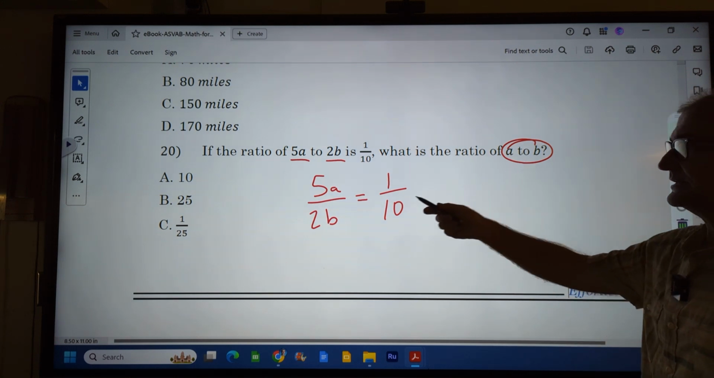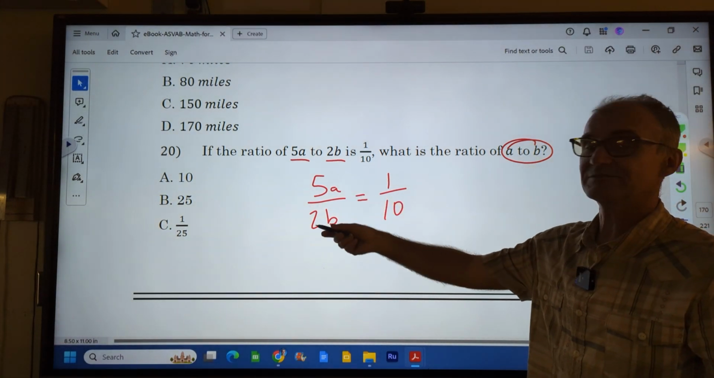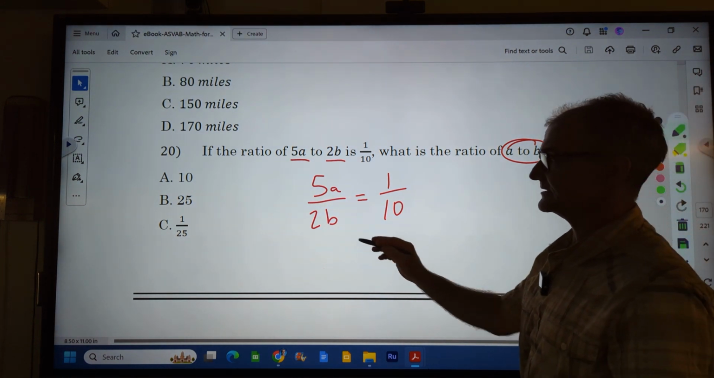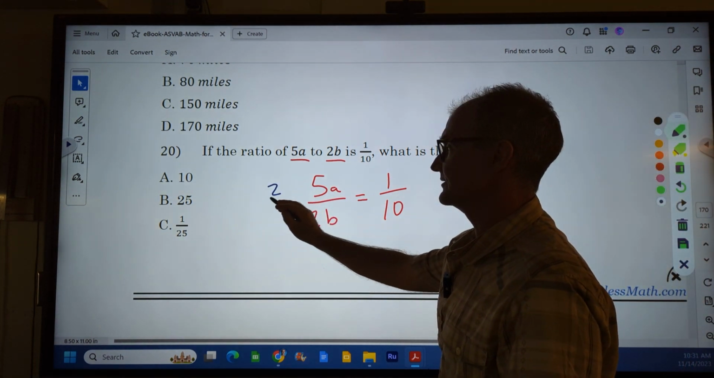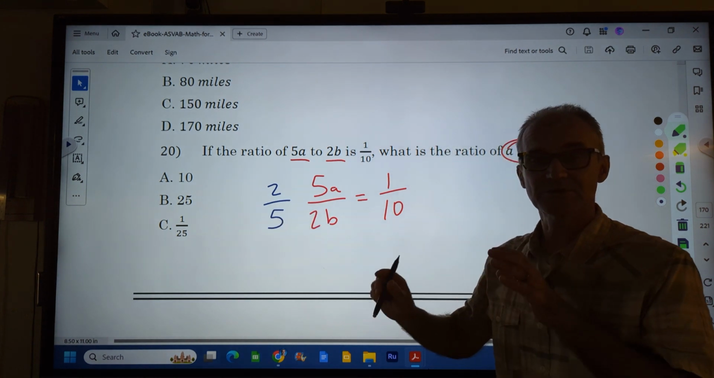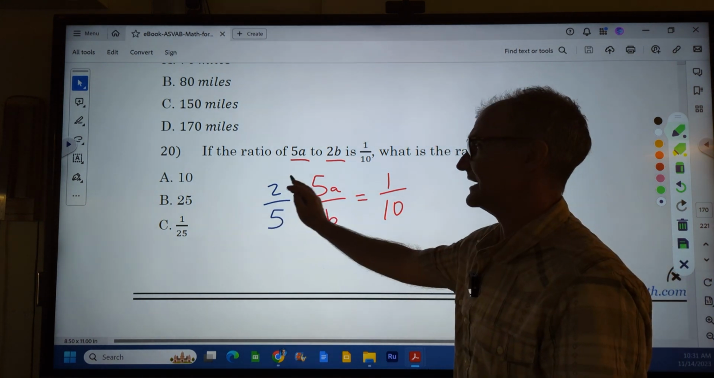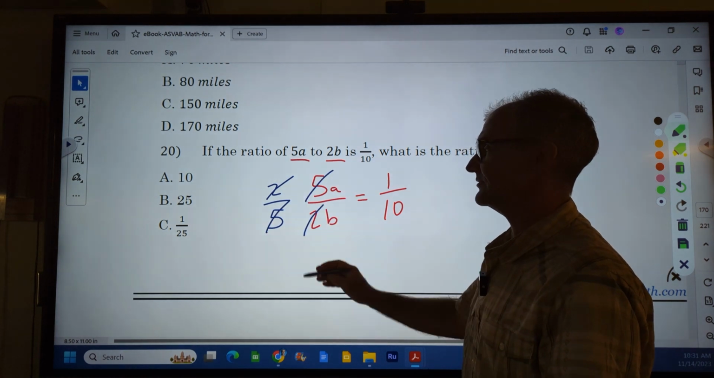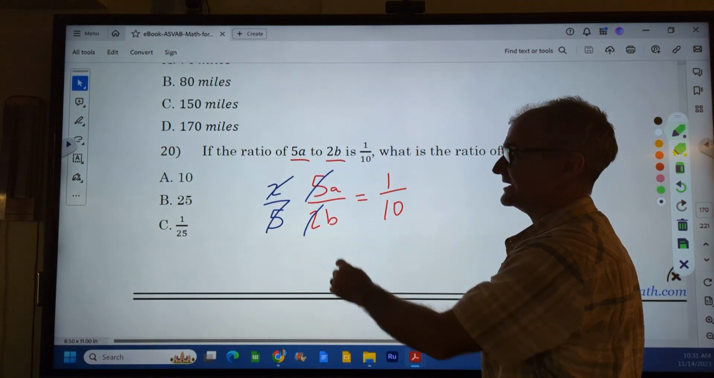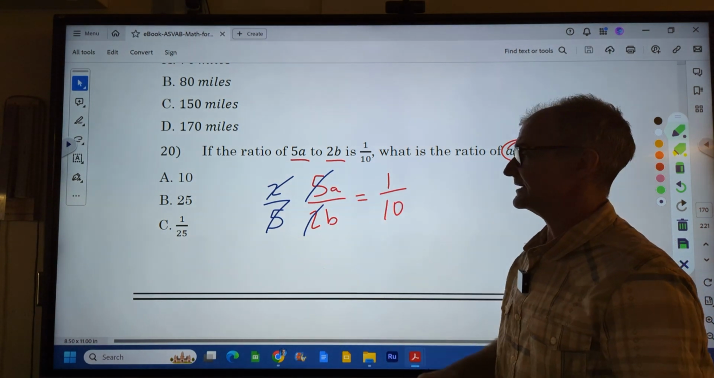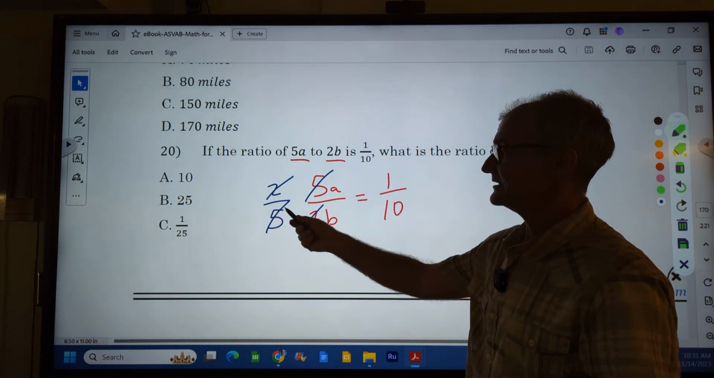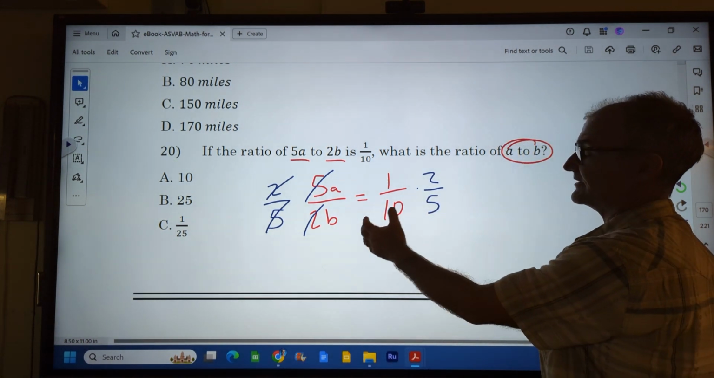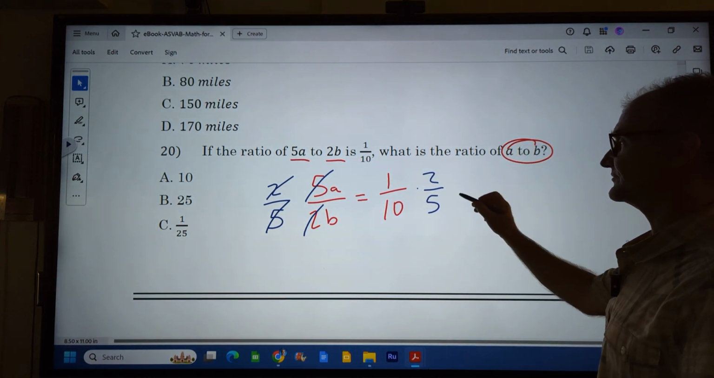So if I want a to b, I have that a to b, but I have the 5 and the 2 I have to get rid of. So the way I'm going to do that is I'm going to multiply this by a 2 over a 5. I'm going to multiply by the reciprocal. That 2 will cancel with that 2. That 5 with that 5. Whole reason I did that was to get a and b as a ratio like that. If I do that to the left side, I also have to do it to the right side. So I have to multiply the right side by 2 over 5.